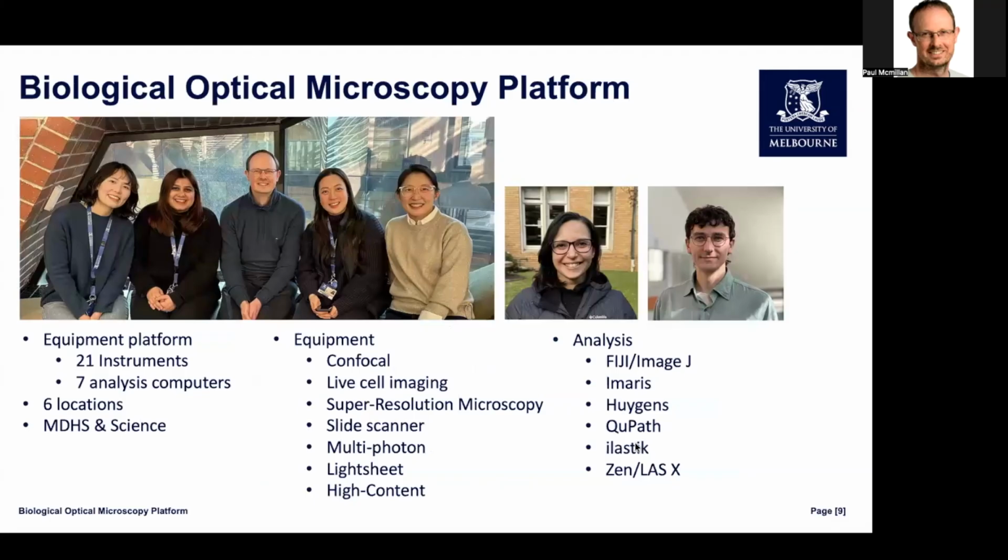And this is what the BOMP team looks like at the moment. We currently have 7 team members spread across campus. We're supporting 21 microscopes and 7 analysis computers spread across the Parkville campus. I'll show you that in the next slide. These are some of the applications that are possible within the platform. Again, we'll talk about quite a few of those in next week's webinar. Also, we spend quite a lot of time on the image analysis side of things, and that's some of the software that we can support.